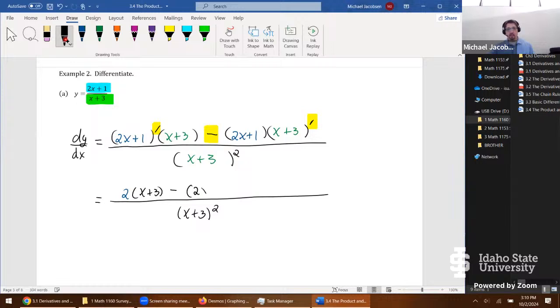minus (2x+1). So these things in the middle, we're just copying until we get over to here, the last factor of the last term. Derivative of x+3 is just going to be a 1. So it's a times 1. And I kind of went crazy on that fraction bar. Let's downsize that a bit. And there it is, folks.